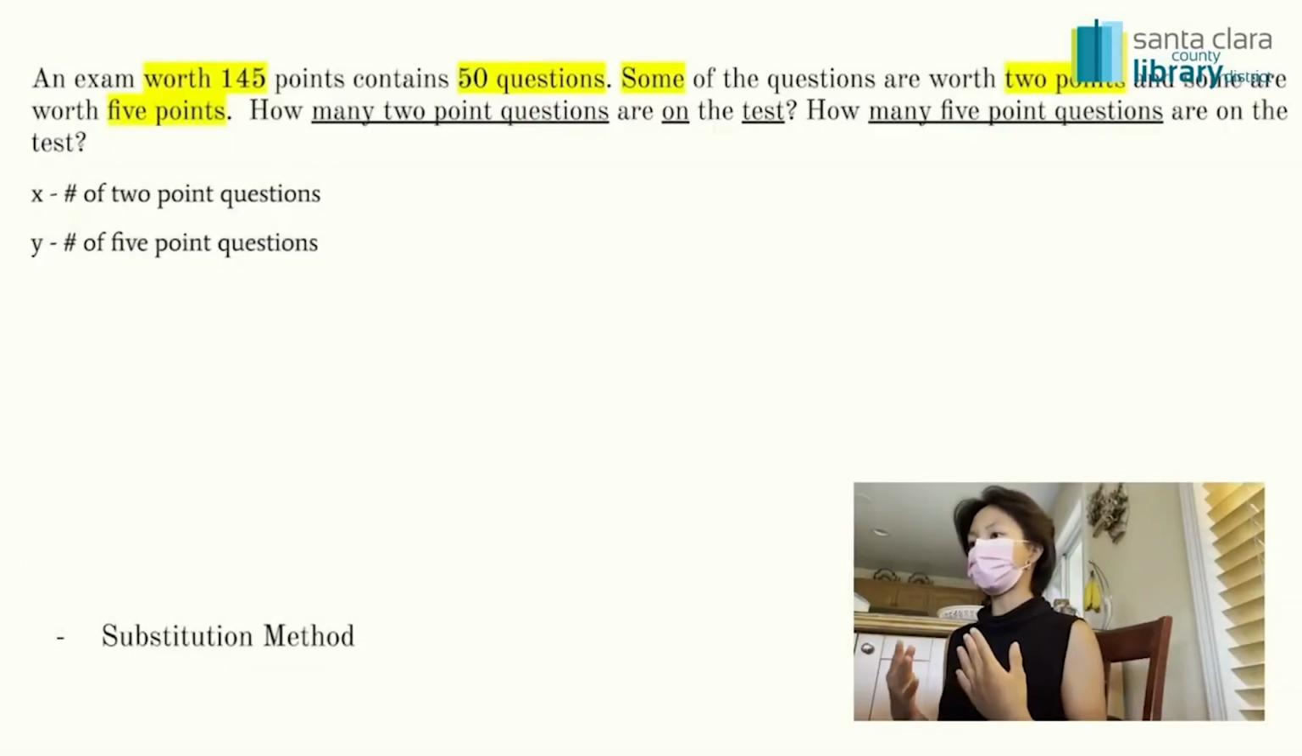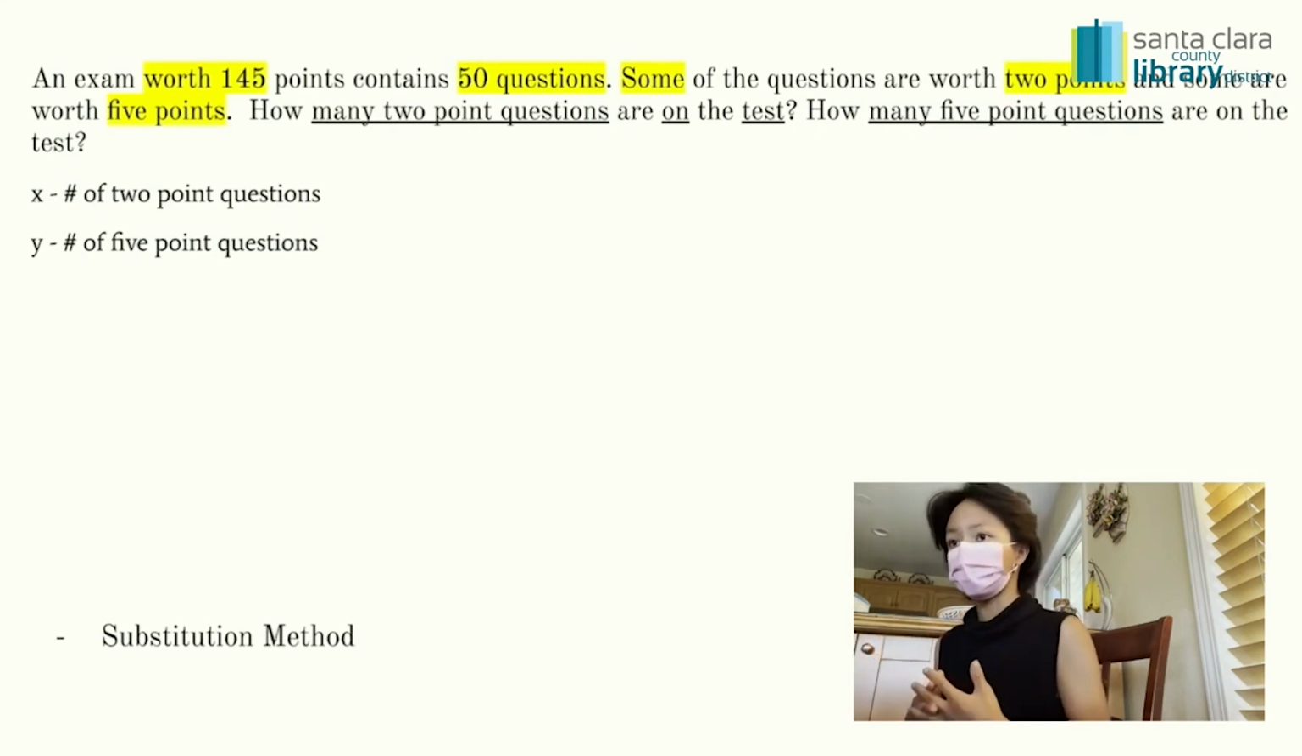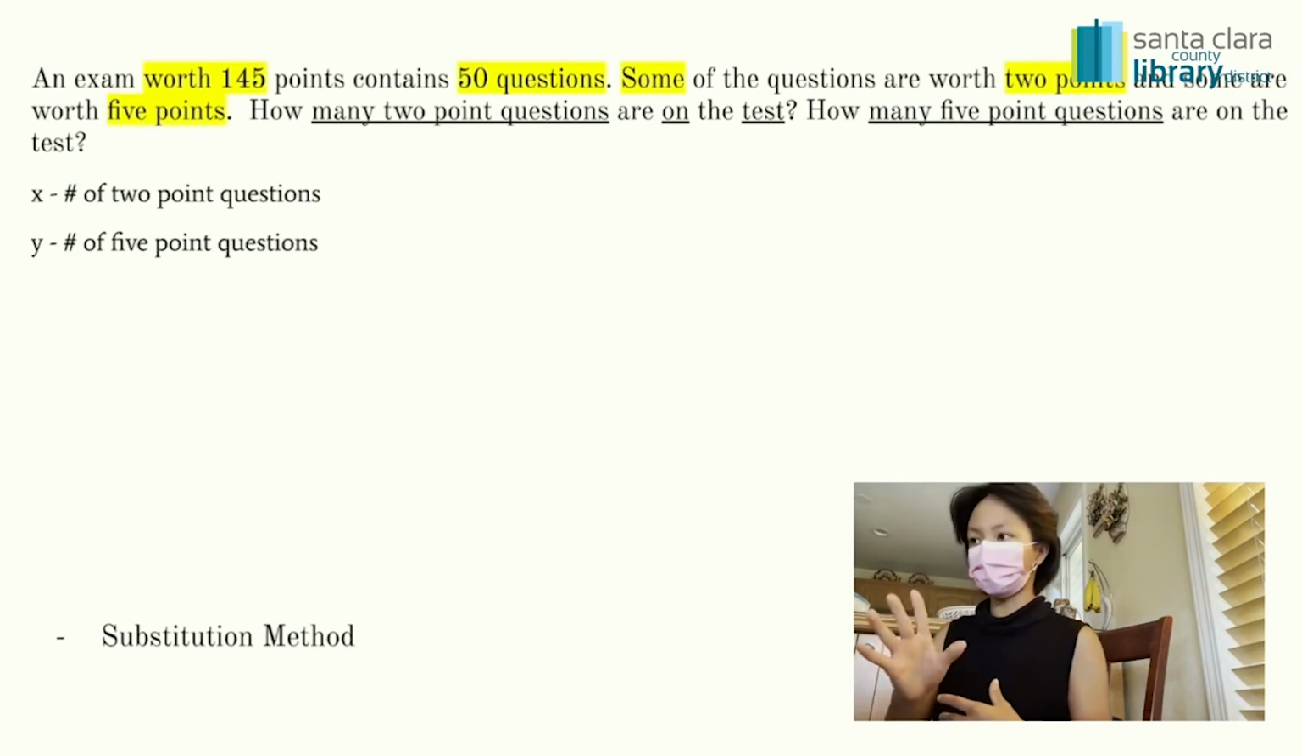Lastly, we have a real-life problem to solve, but with the substitution method. An exam worth 105 points contains 50 questions. Some of the questions are worth 2 points, and some are worth 5 points. How many 2-point questions are on the test? How many 5-point questions are on the test? In this situation, we will be labeling x as the number of 2-point questions and y as the number of 5-point questions.